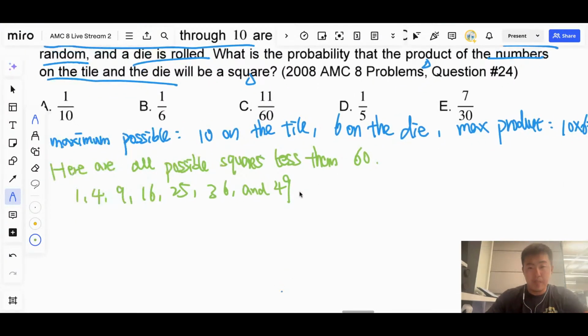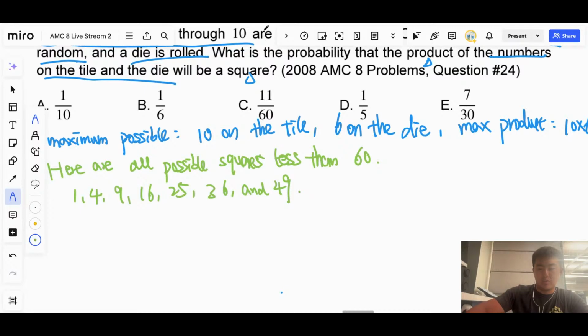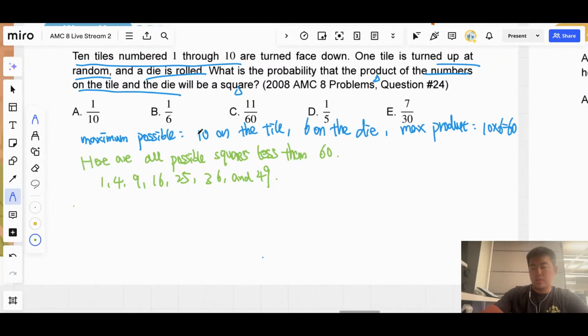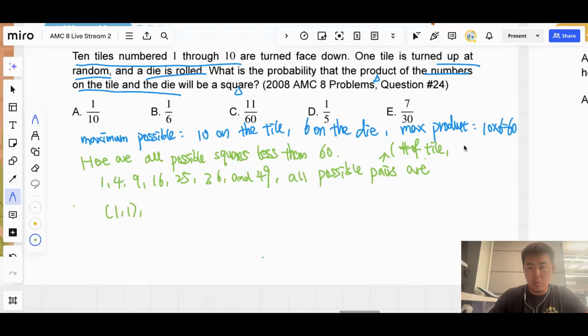Okay, I zoomed in too much. Let me zoom out a little bit. Okay, cool. Now let's write down the pairs that give you these squares. All possible pairs are, the first one should be 1, 1 because 1 times 1 gives you 1, a square. For the pairs, we're putting the notation as the number on the tile first, and the number on the die second.